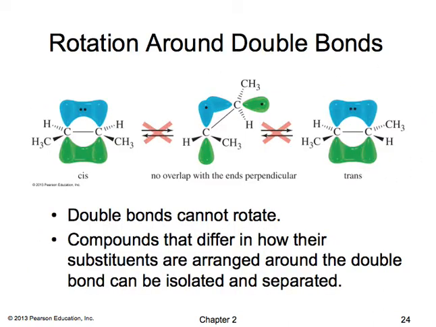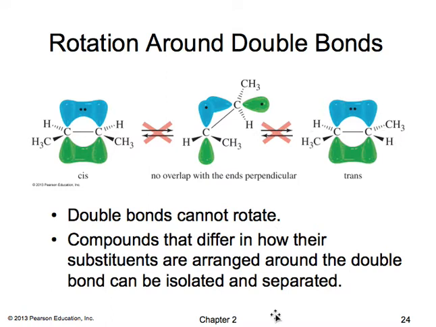If we wanted to rotate this double bond, it's not rotatable. In order to rotate this, we'd have to break the pi orbital or pi bonding, and that would be too costly an energy. And so you can't go from one state to the other. So double bonds cannot rotate.